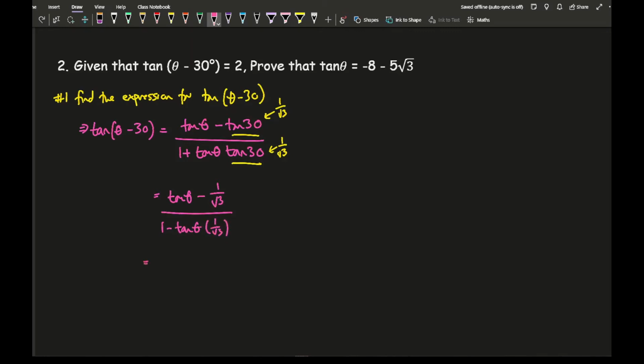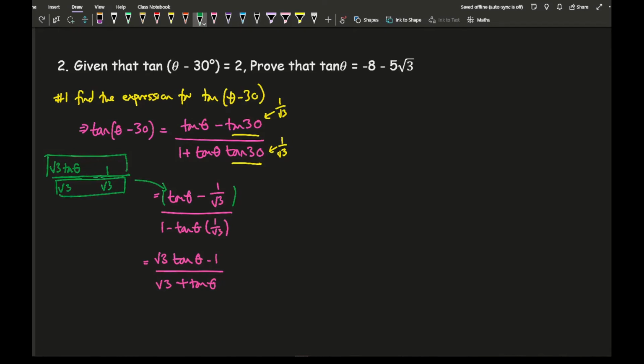If I neaten all of that up, I end up with root 3 tan theta minus 1 over root 3 plus tan theta. It's just a case of getting rid of the fractions, having a common denominator, and going from there. If you're not sure about what I've done, treat the numerator as one thing: I write this as root 3 tan theta over root 3 minus 1 over root 3, so that becomes this, and the denominator stays the same. Then repeat the same for the bottom.